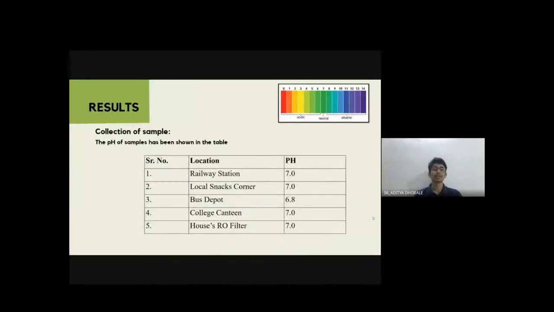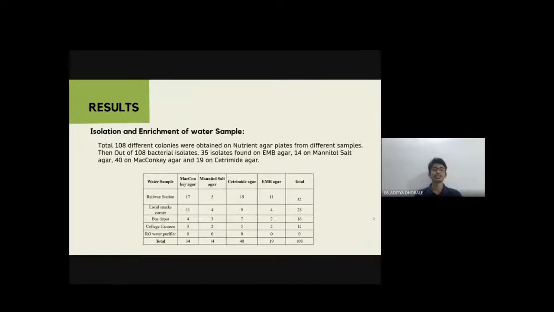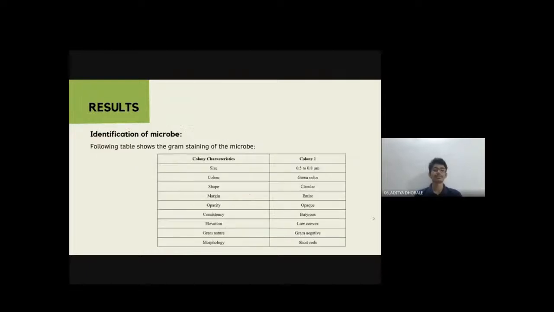Results. Collection of sample. The pH of the samples has been shown in the table below, which ranges from 6.8 to 7. Isolation and enrichment of water sample. A total of 108 different colonies were obtained on nutrient agar plates from 10 different samples. Out of 108 bacterial isolates, 35 were found on EMB agar, 14 on mannitol salt agar, 40 on MacConkey agar, and 19 on cetrimide agar.